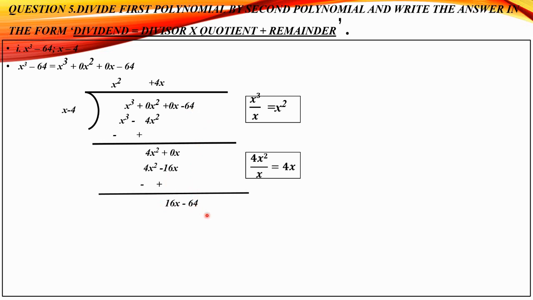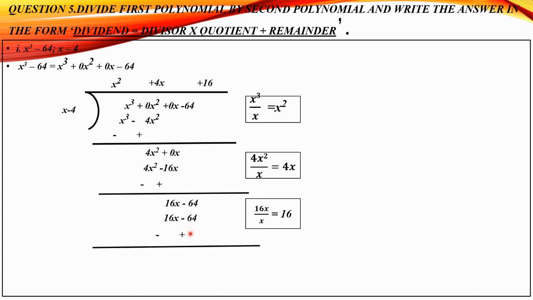Now 16x upon x, that is the first term, we will divide, we get it as equal to 16. This 16 we will write as quotient up and then multiplying with 16 into x we get 16x and 16 into minus 4 is equal to minus 64. Subtracting, the signs will be changed and then we will get 16x and minus 16x will be cancelled, minus 64 and plus 64 will be cancelled, and we get the remainder as 0.